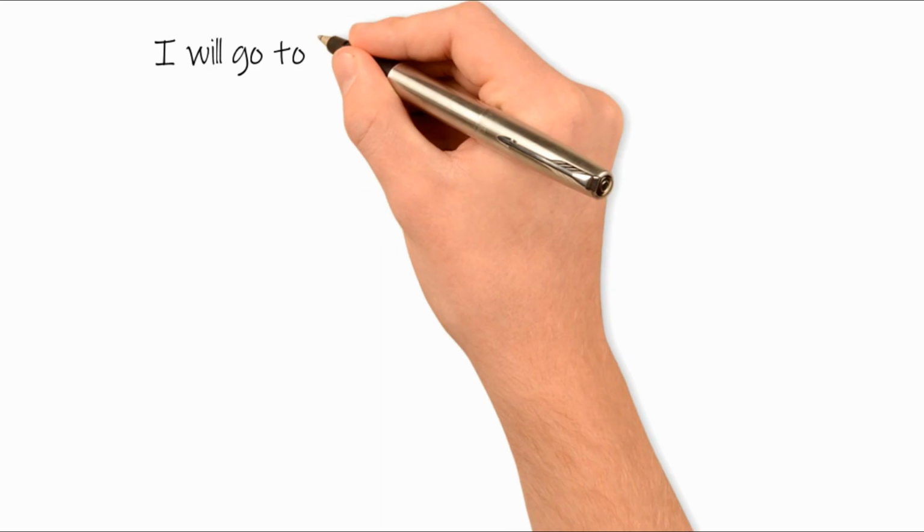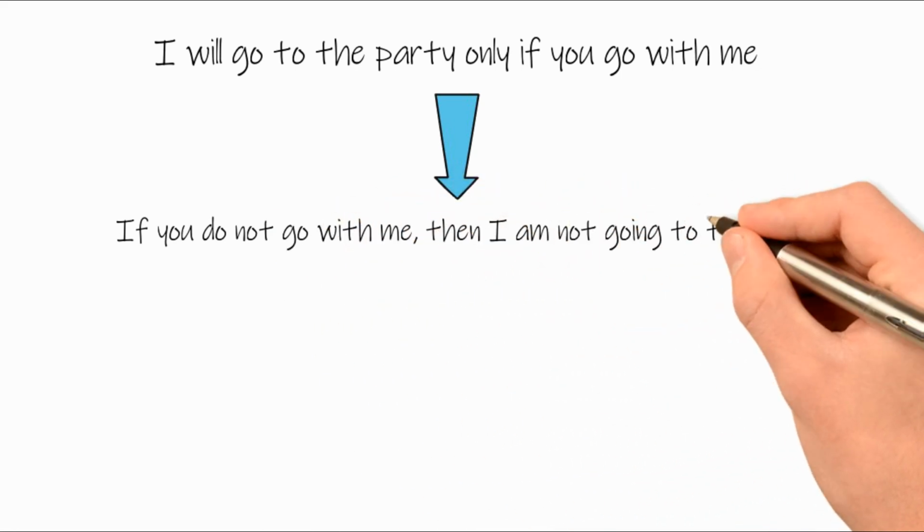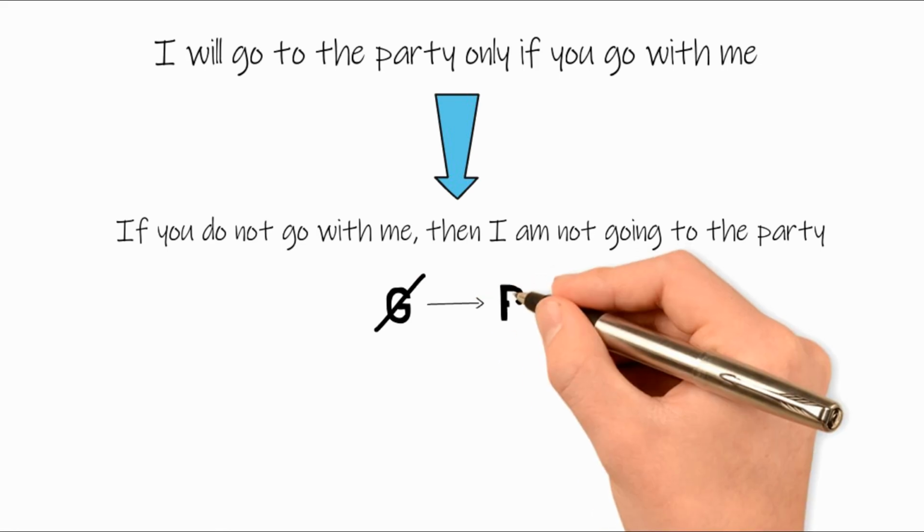Suppose I were to say, I will go to the party only if you go with me. Now again, intuitively, we might think, okay, so that means if you go with me, then I'll go to the party. But of course, that's not the logical meaning, because again, it allows that I might go to the party without you. If you go with me, then I'll go, but there might be other reasons that I go that don't include you. So instead, as before, think of this like two negations. If you don't go with me, then I'm not going to the party. And that means the same as, if I'm going to the party, then you're going with me.